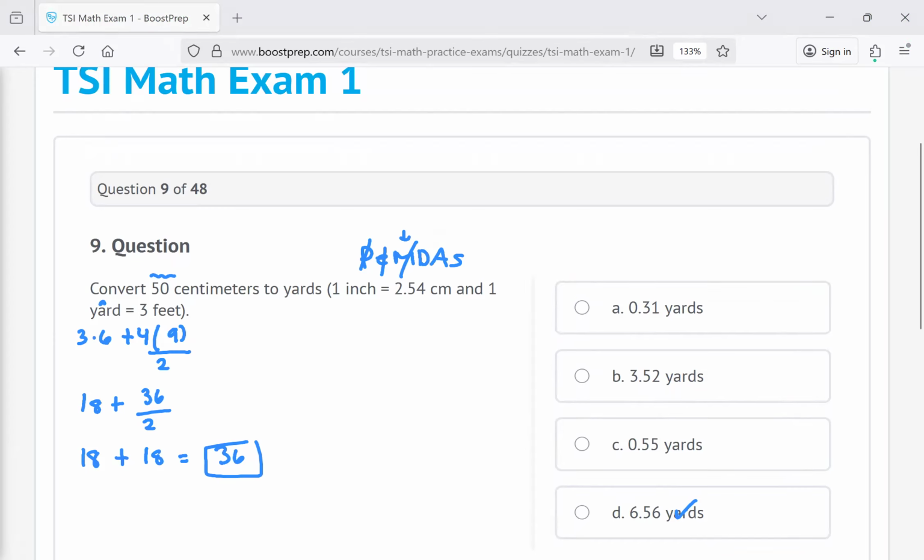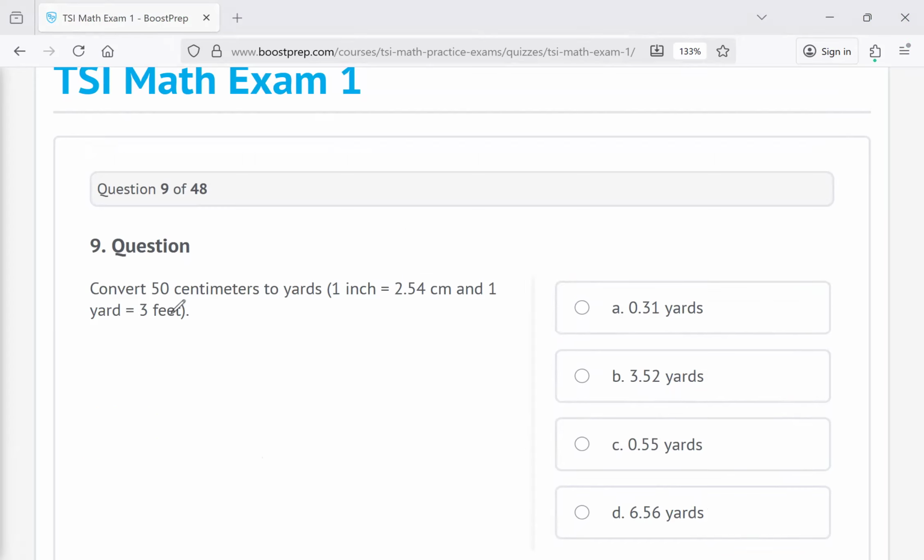Okay. Question 9. Convert 50 centimeters to yards. And they give us a hint. 1 inch equals 2.5 centimeters and 1 yard equals 3 feet. So we have to do some kind of conversion, stoichiometry. You've probably done a little bit of that in chemistry, but this is how you do it. So what you do is convert 50 centimeters to yards.